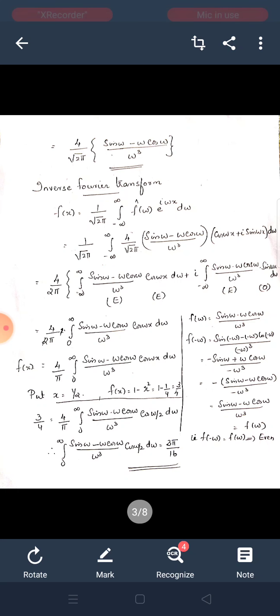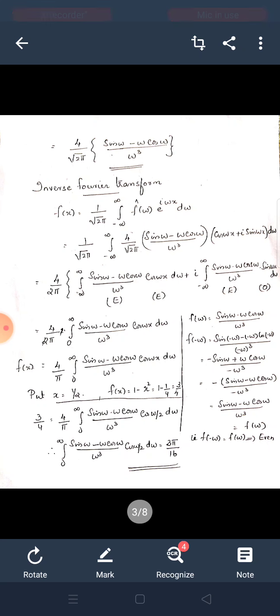So the equation is 1 by root of 2π, integral from −∞ to +∞ of F(ω) e^(iωx) dω. And this F(ω) is replaced by 4 by root of 2π, (sin ω − ω cos ω) by ω³, into e^(iωx), which can be written as cos ωx plus i sin ωx. Here also we are dividing into two integral forms, and the first integral, again (sin ω − ω cos ω) by ω³, is an even function. How it is an even function I have shown here on the side.